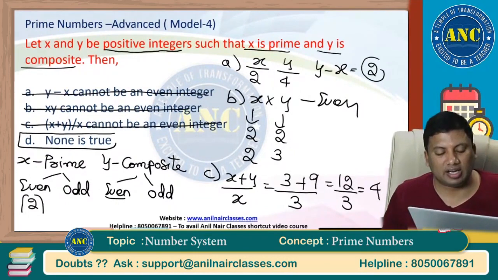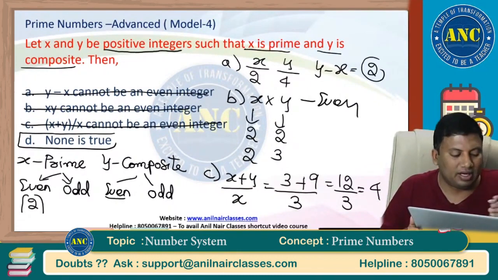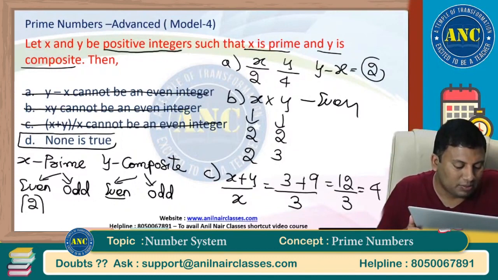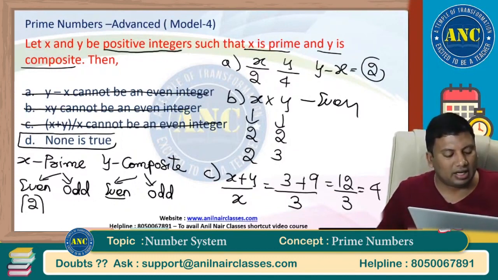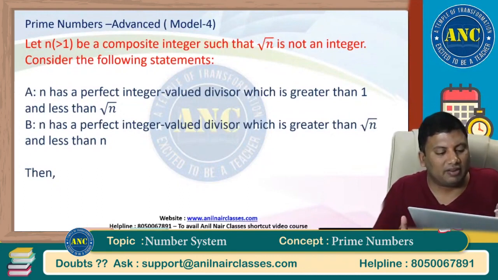A previous year CAT question, sir. So here, prime number means x can be even, x can be odd. Composite means it can be an even number, it can be an odd number. Here the only value it can take is even. Very easy question, sir. There is not much complication. Next, another variety of a question.